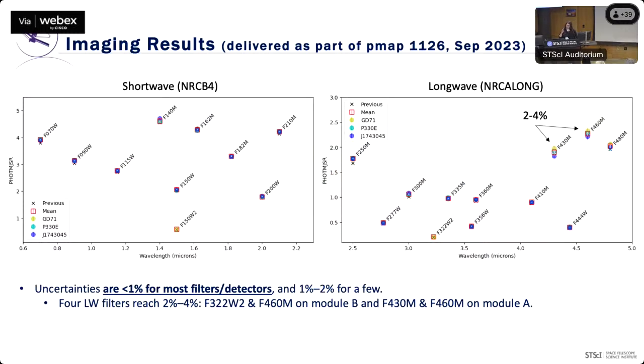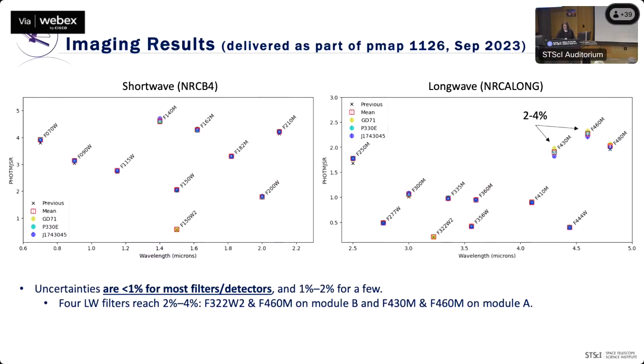So here's a figure showing a summary of the imaging, and this was delivered last September. What I'm showing here are the 3 primary calibrators, and then the mean, and then the previous value. And you can see that it's really tight. There's basically no scatter for any of these filters. This is B4 and this is A long. The worst ones are these guys over here, the 430, 460, and 480 medium band filters, and they're around 3 to 4%-ish. I think the worst one is like 3.2% or something like that. But altogether, we're doing really, really well in imaging.